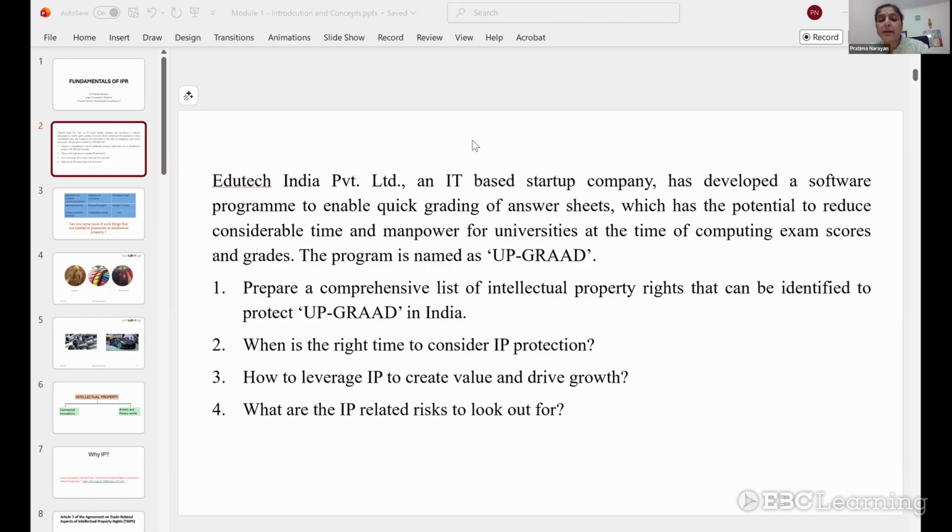What are the IP related risks? That's my fourth question. What are the IP related risks to look out for? What should they look out for? Infringement, absolutely. Good. And then anything else? Anything else other than infringement? Infringement is a very broad terminology. It can include many things in it. Anything else that you feel are the IP related risks?